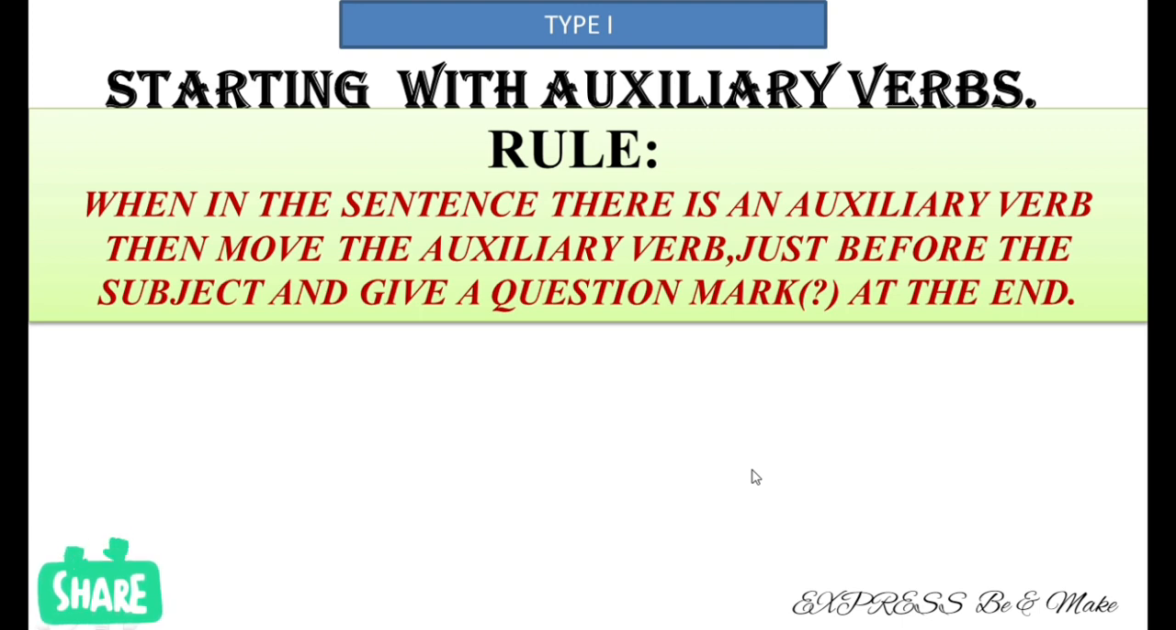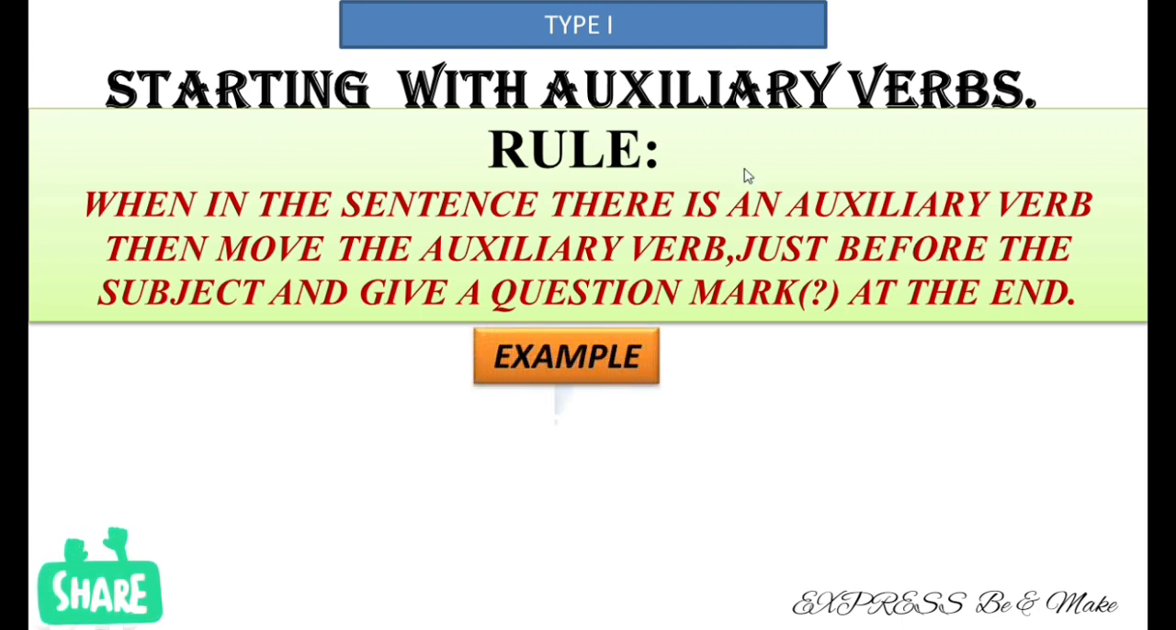So what is the rule? When in the sentence there is an auxiliary verb, then move the auxiliary verb just before the subject and give a question mark at the end. So if in a sentence you can see an auxiliary verb, just make it before the subject. Just make it before the subject.